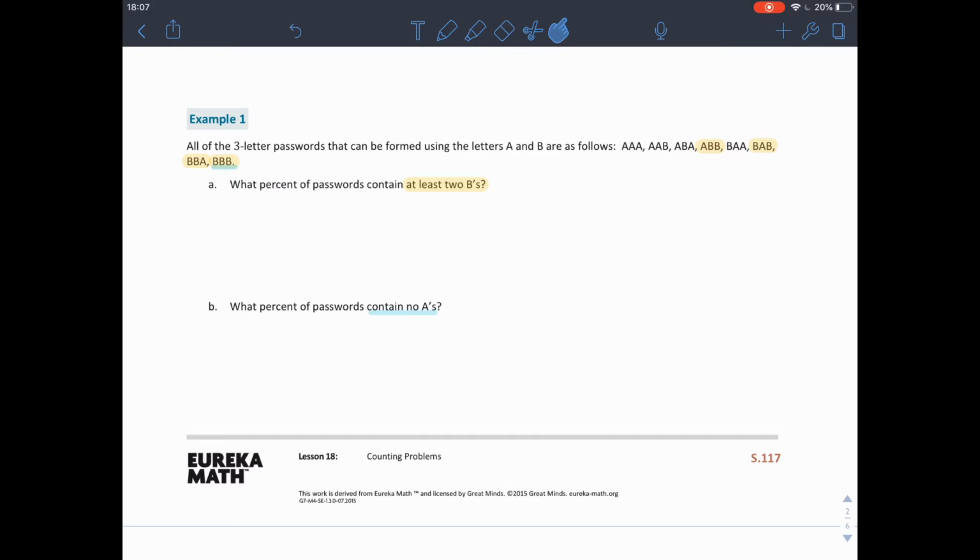In this scenario, our whole would be the total number of possible options. So as I look through here, we have 4 different options that have at least 2 B's, and then we have 8 total options. So to find our percent, we just take that part of 4, put it over the total of 8, and when we solve that, we get that it is 50%.